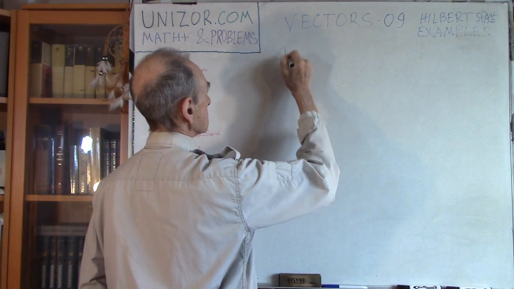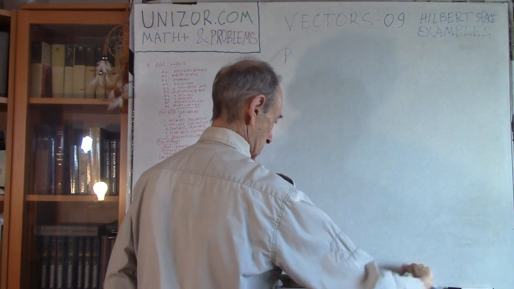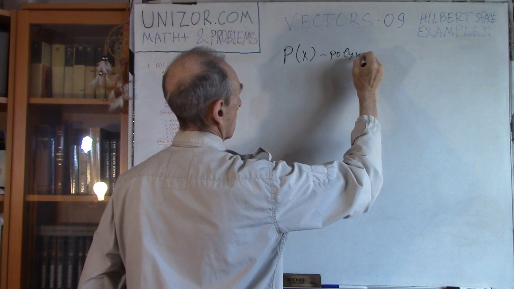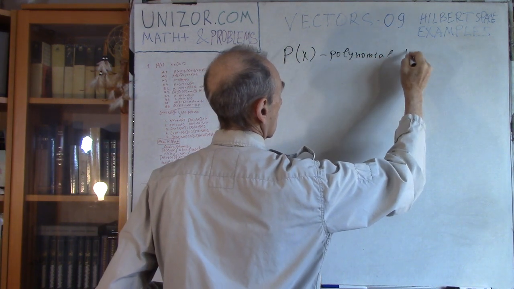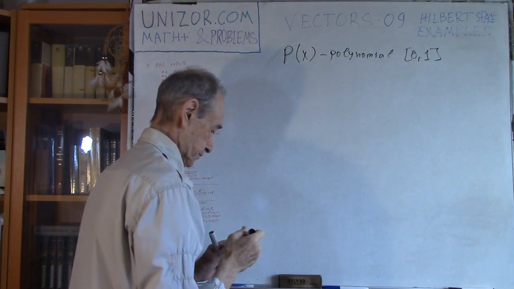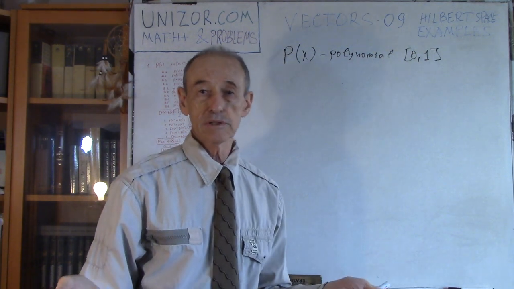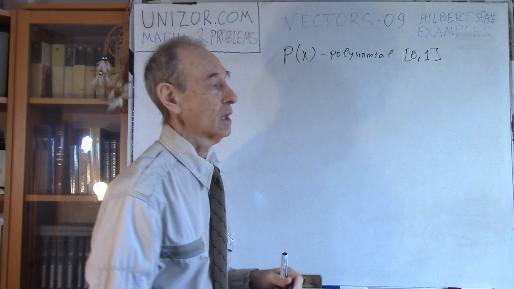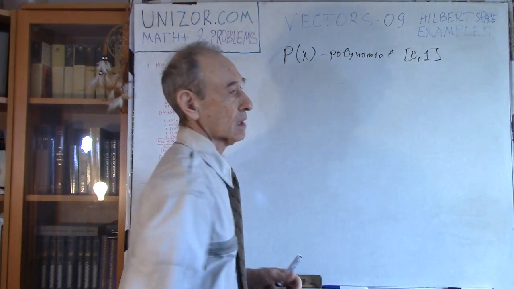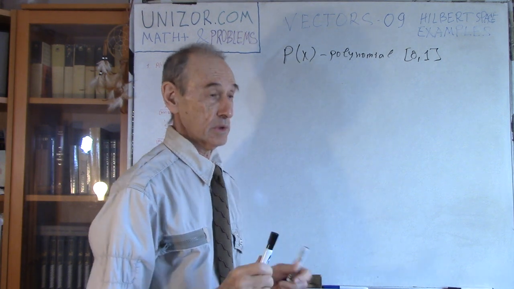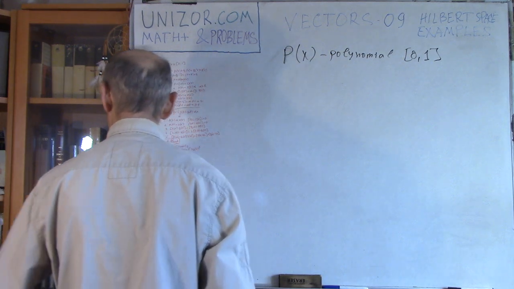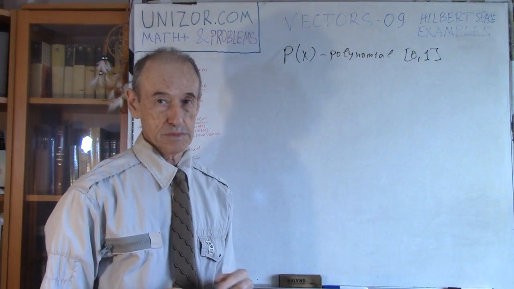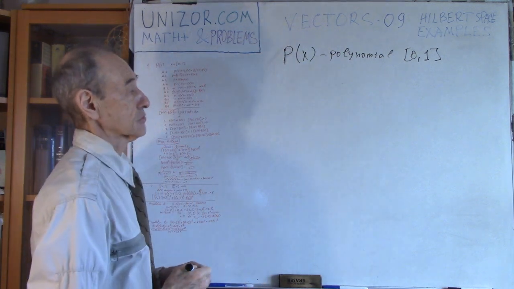consider all the polynomials called P of X on the segment 0, 1. So polynomials of any degree, so all the polynomials, whatever exists in the world, with real values defined on the domain from 0 to 1, real numbers. Okay, now, first of all, let's talk about the characteristics of this particular set, actually.